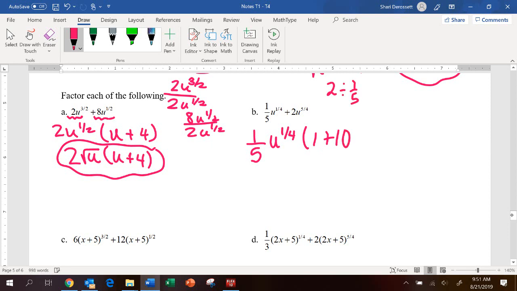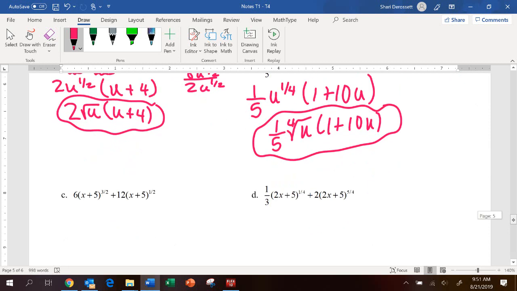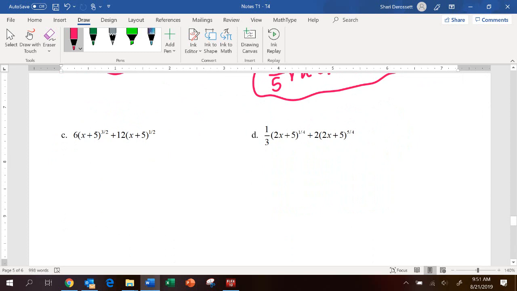10. And then u to the 5/4 divided by u to the 1/4. U to the 5/4 divided by u to the 1/4. Just u. Okay, so now I'm going to have this 1/5, 4th root of u times 1 plus 10u. And that's our final simplified factored answer. Alright, letter C, getting a little bit more difficult.